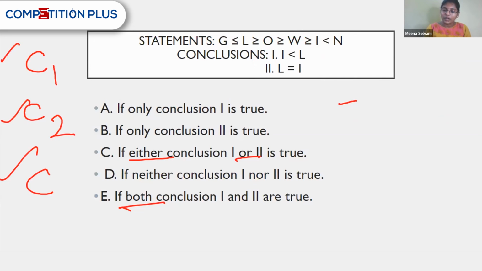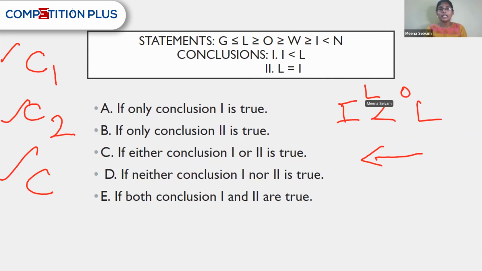Okay, so let us check it. First one, what is the first conclusion? It is I less than L. In that case, the flow is from this side, L to I, because the open gate in case of a less than symbol is from the right. L to I, if there is a flow or not. This is what we are going to check.